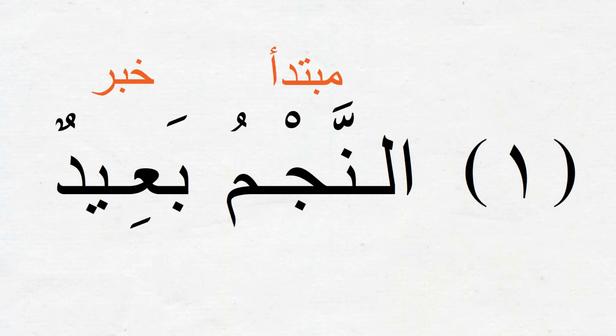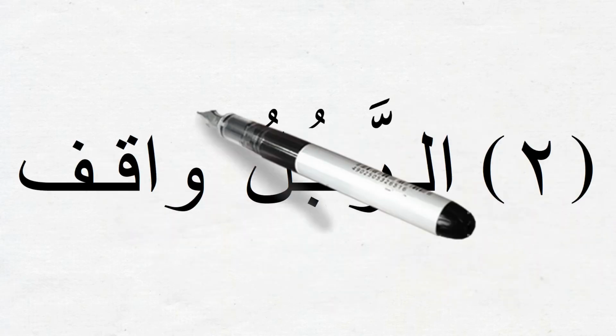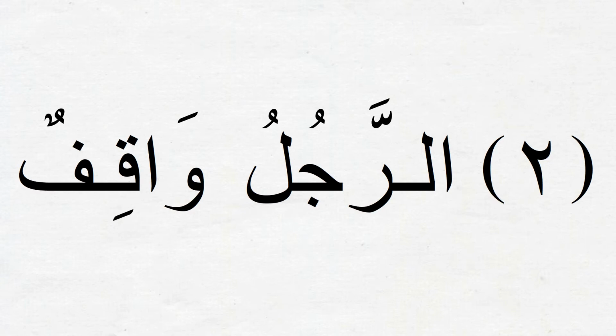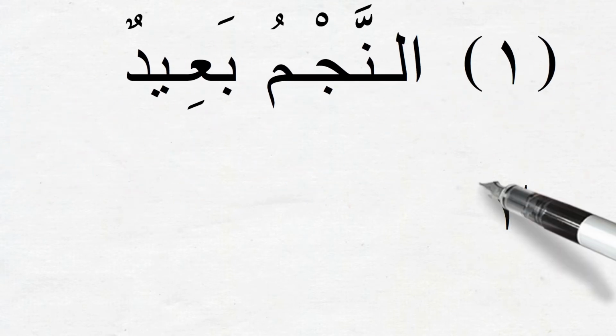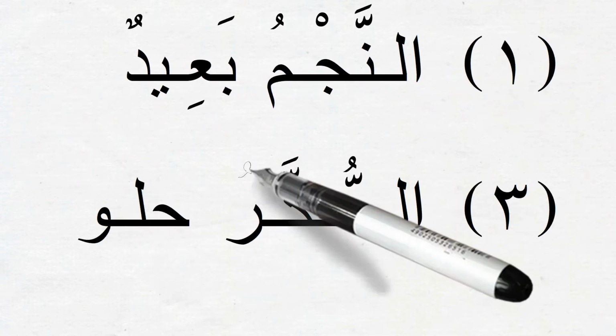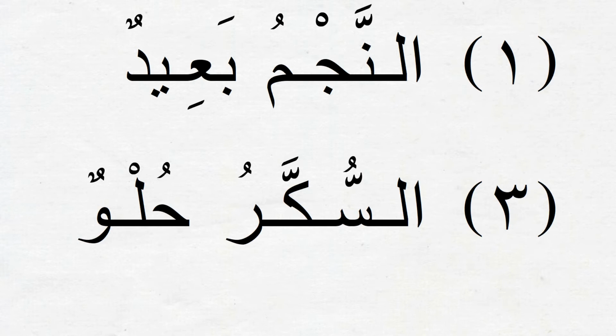An-najmu ba'idun. The second sentence. Ar-rajulu waqifun. The man is standing. The mubtada is ar-rajulu and waqifun is khabar. Ar-rajulu waqifun. The third sentence. As-sukkaru hulwun. The sugar is sweet. Which word is mubtada here? As-sukkaru is the mubtada, right? And the khabar is hulwun.